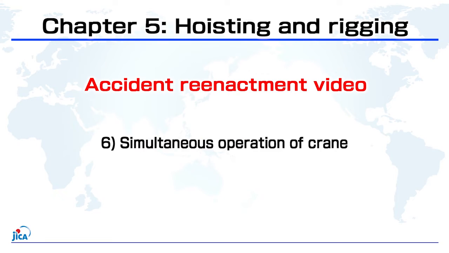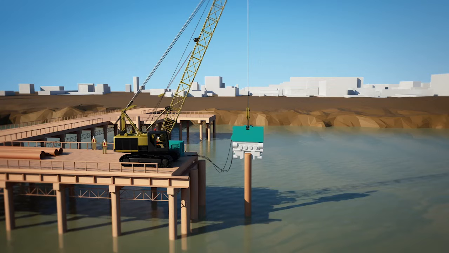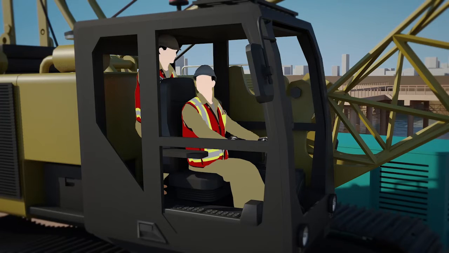This is an accident related to simultaneous operation of cranes. In order to remove the temporary steel deck that was installed on a tidal flat, the piles supporting the deck were being removed with a crane using a vibro hammer. Workers should not ride anywhere other than the driver's seat. Nonetheless, there was an operator and apprentice on board.